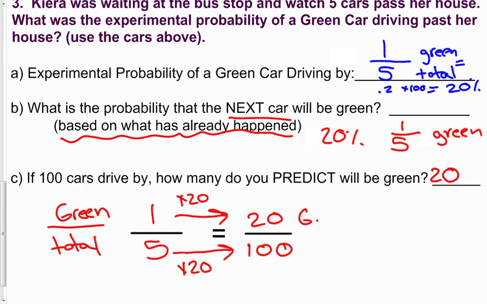So that is going to be how you're going to predict. We'll do more practice in class, and good luck.